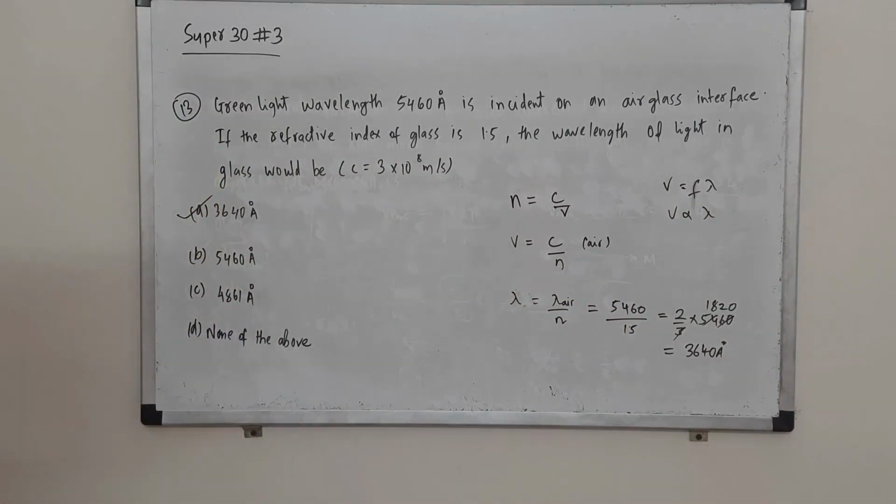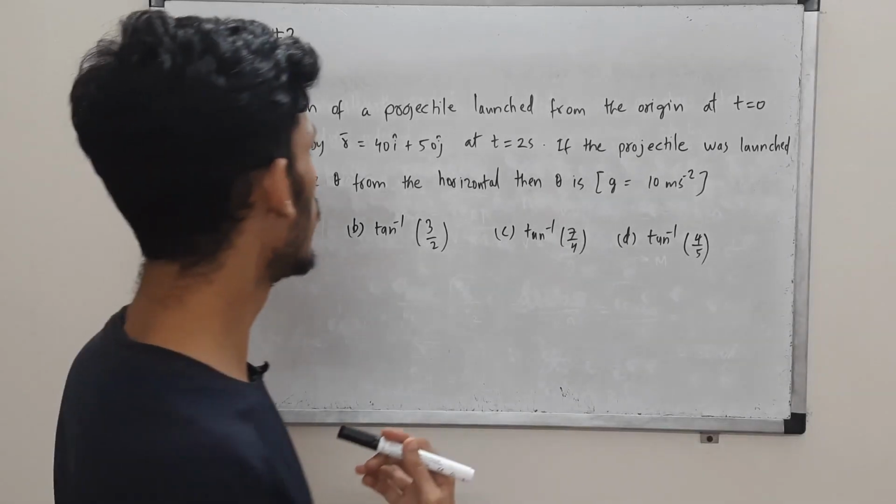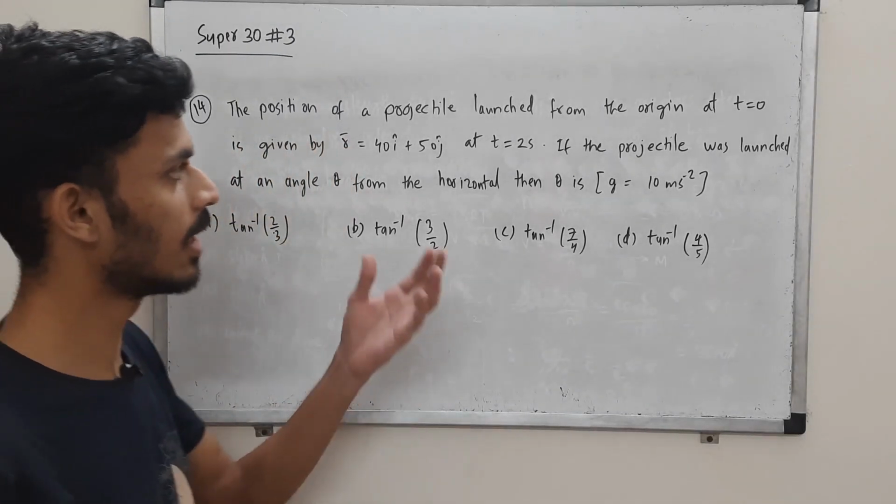Let's move to the next one. In question 14 we are given the position of a projectile at t is equal to 0.